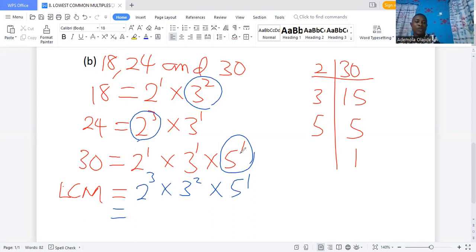And 2 to the power of 3 is 2 times 2 times 2. 2 times 2 is 4. 4 times 2 is 8. That is 8. 3 squared is 3 times 3. That is 9. And 5 to the power of 1 is just 5. So you have to multiply this number out. If you say 8 times 9, you will get 72. And 72 times 5, you get 360. That means the LCM of 18, 24, and 30 is 360.